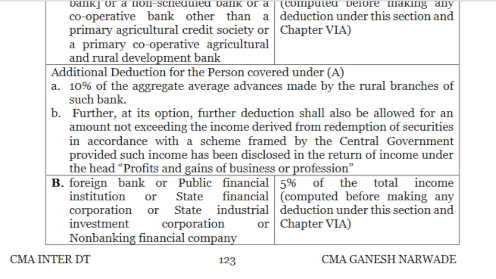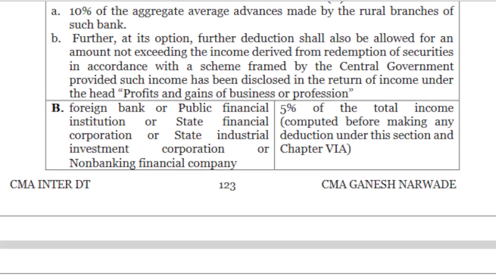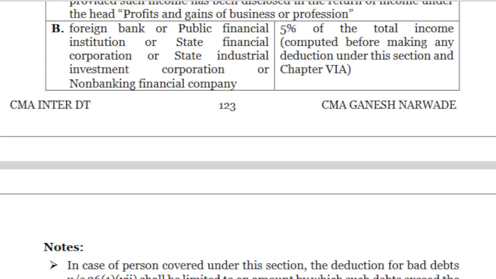If it is a bank, urban branch 8.5%, rural branch 10%. If it is a bank or cooperative society, 8.5% for urban and 10% for rural, this much deduction can be claimed for provision for bad debts. And if it is a public financial institution or a foreign bank or state financial corporations or state industrial investment corporations and NBFCs, 5%. Okay, that's it.